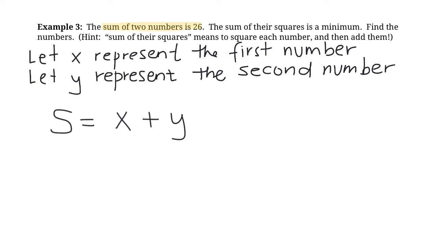They've also stated in the question that the sum of their squares is a minimum. Now, the hint told us that the squares just means to square each number and add them.